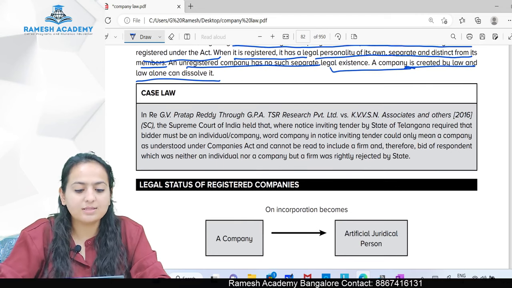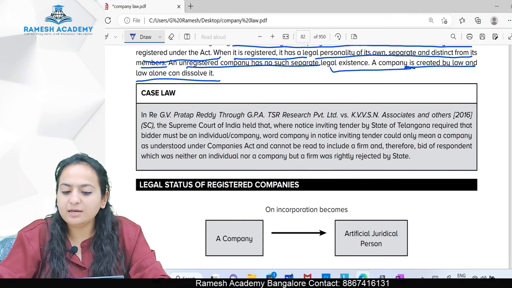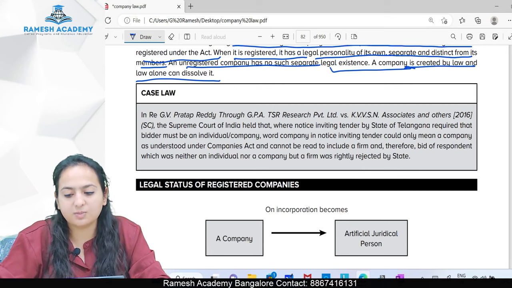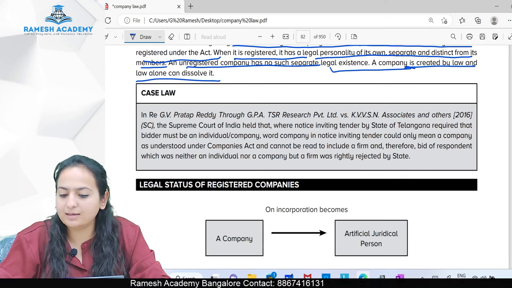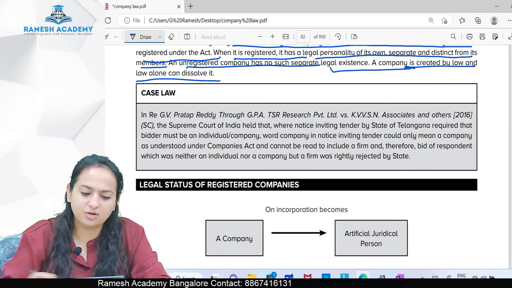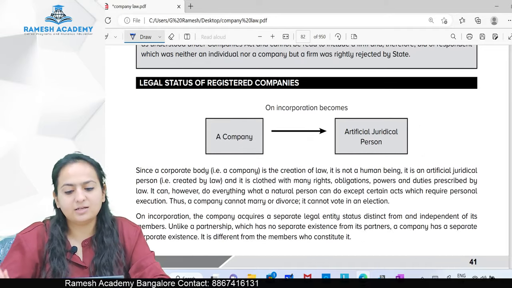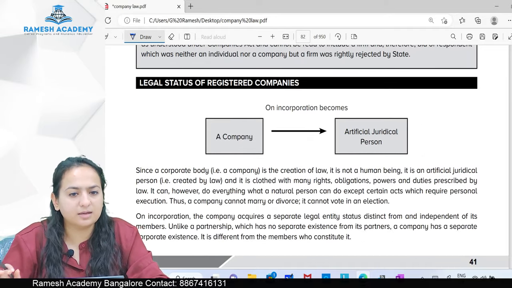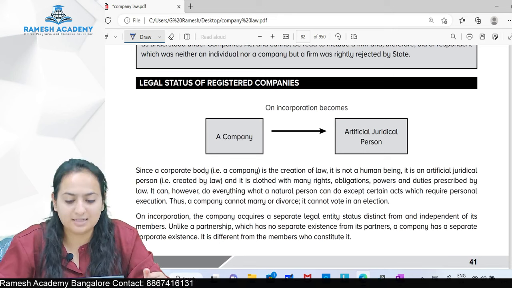So, a case law has come across: Pratap Reddy versus TSR Research Private Limited. The Supreme Court held that the notice inviting tender is not important. Just leave it. Legal status of registered company: for companies which are registered, what is the legal status of them?